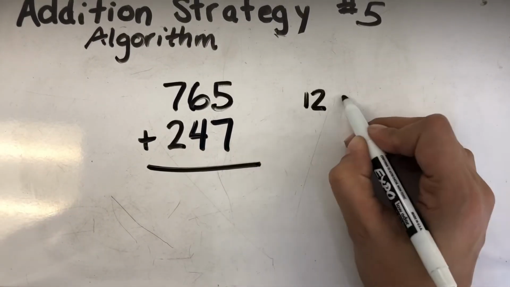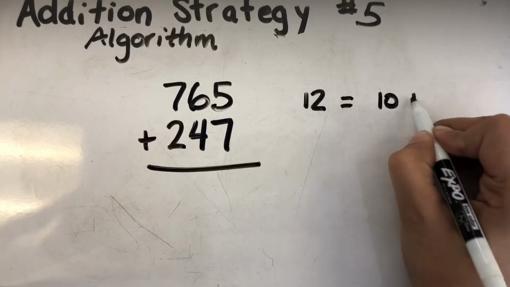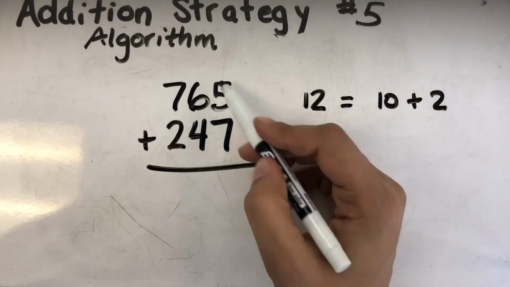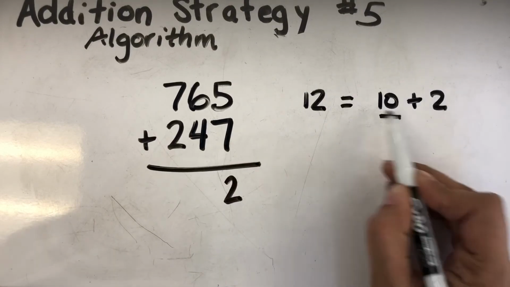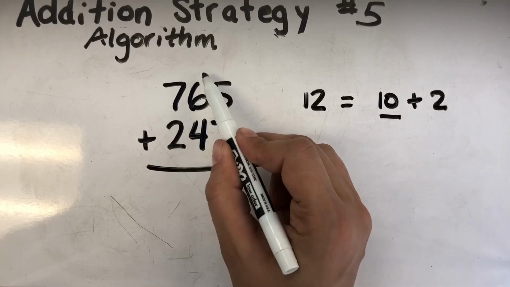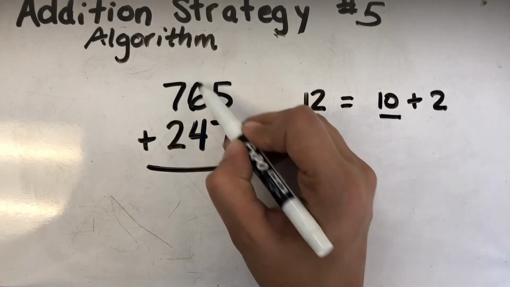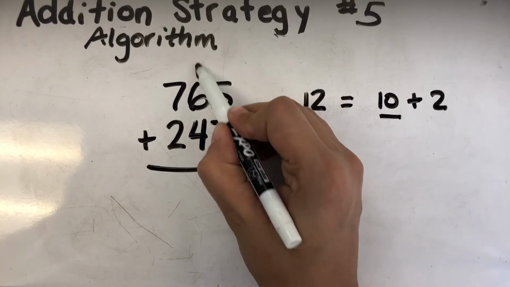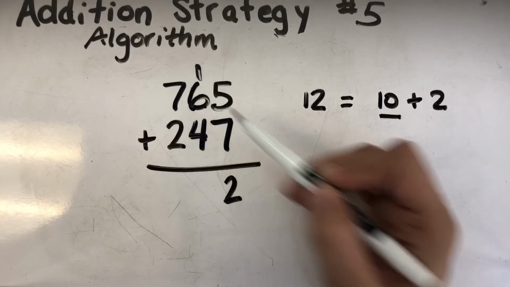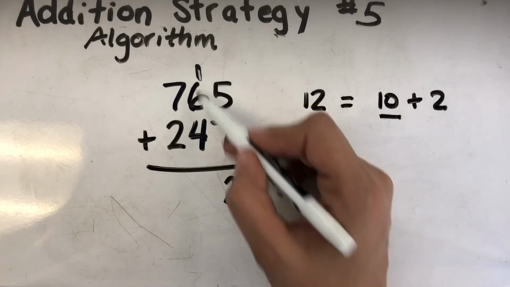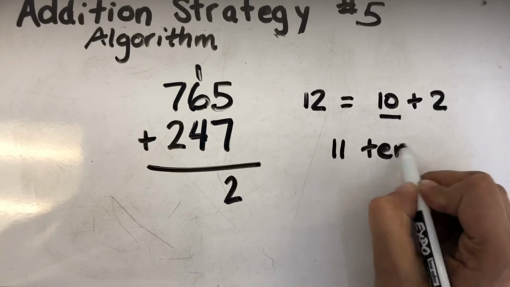12 ones is the same as a 10 and a 2. So I know that I can only put one digit in here, so I'm going to put that 2 here. That 10, that's where that regrouping goes into. I'm going to put that 10 into the tens digits place, and I'm just going to say, well, there's one 10 I can move over there. 6 plus 4 is 10 tens, plus one more is 11 tens. So 11 tens I have here.